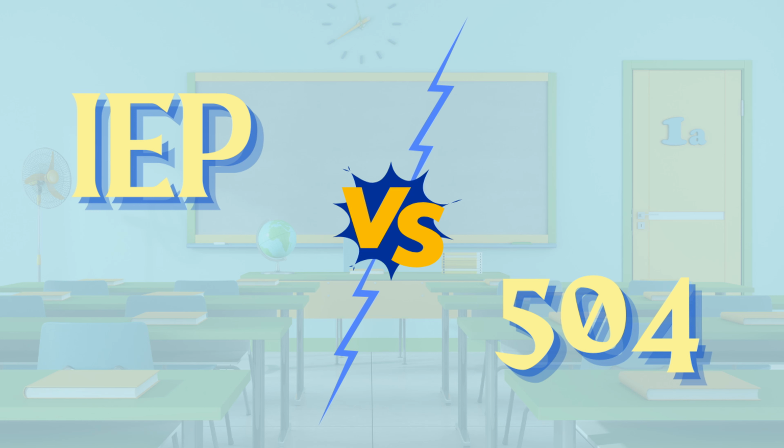And if you are looking for information to decide between an IEP and a 504 plan specifically for a child identified as ADHD, I did write an article on that, and I will go ahead and link it in the description below.